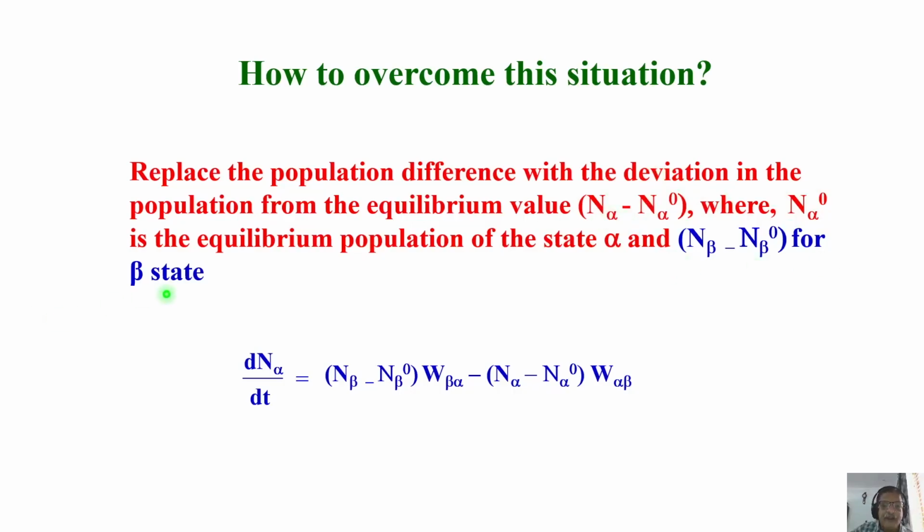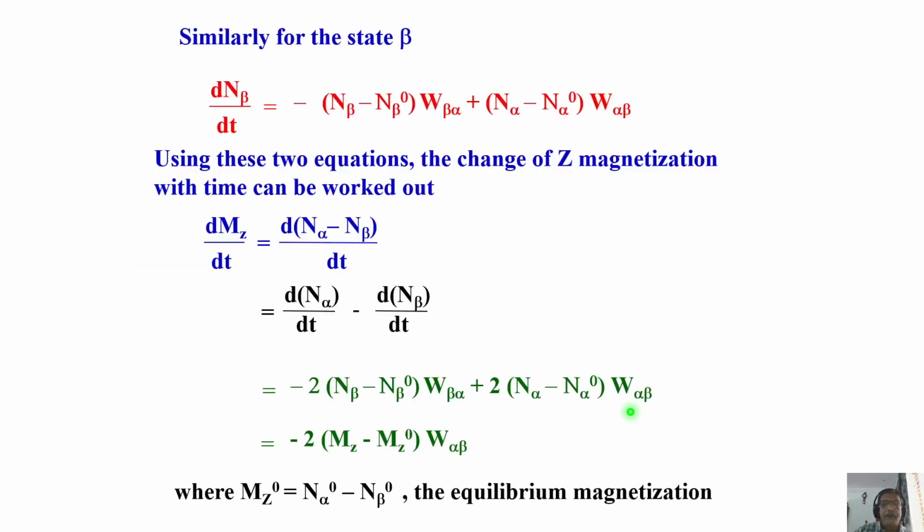Same way you can define it for the beta state also. Now put that into the rate equation. So instead of putting just N alpha and N beta, we substitute with these two terms. That's all we did. Similarly, you do it for the beta state and do a little bit of jugglery with these two equations, and you can find out the rate of change of Z magnetization. That is given by d by dt of N alpha minus N beta. We can work it out with simple mathematics. It is not great mathematics, just simple rearrangement of the terms and arithmetic.